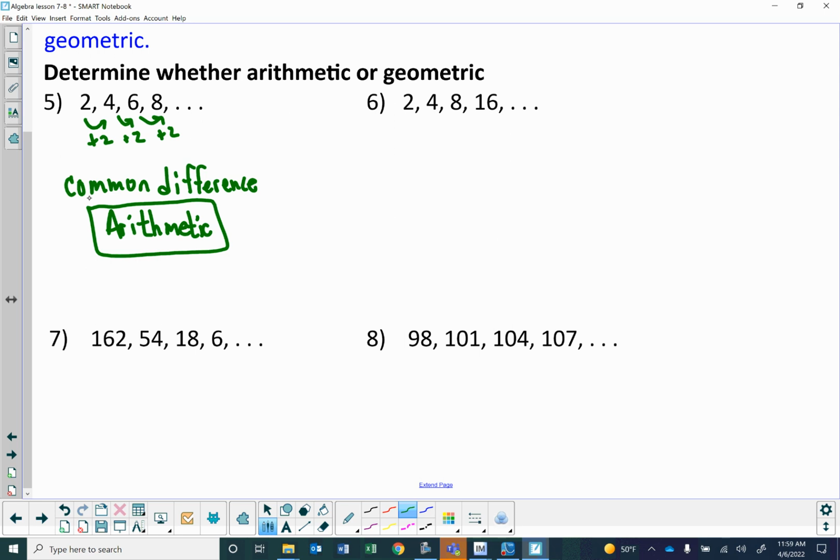All right, 2 to 4, 4 to 8, 8 to 16. Well, 2 times 2 is 4. 4 times 2 is 8. 8 times 2 is 16. We have a common ratio, okay, because we're going to go 4/2, which is 2. 8/4, which is 2. Okay, we know the common ratio is 2, so since it has a common ratio, it must be geometric.